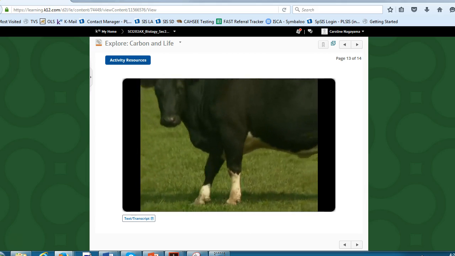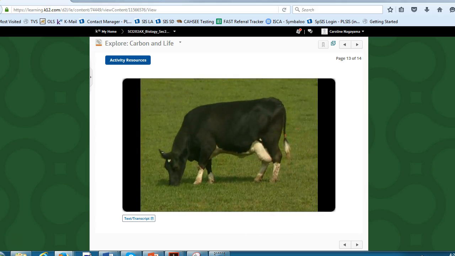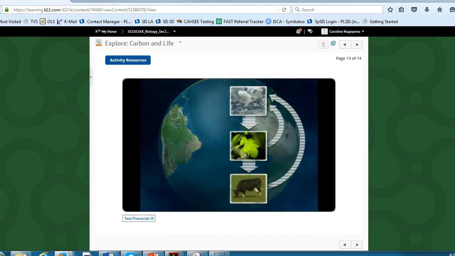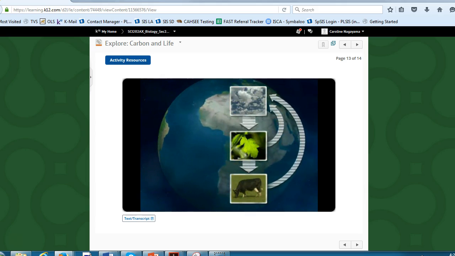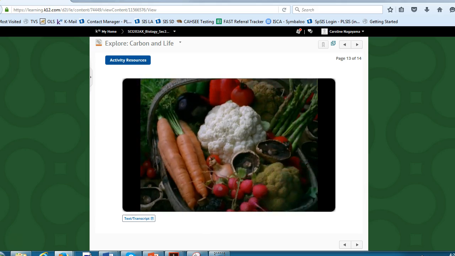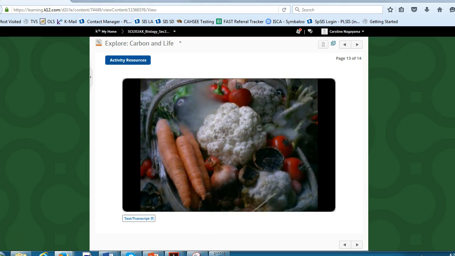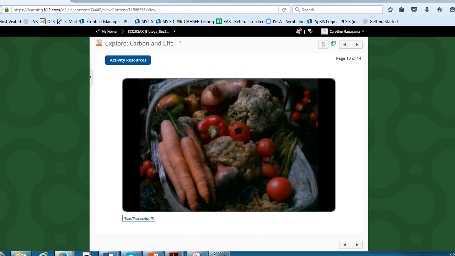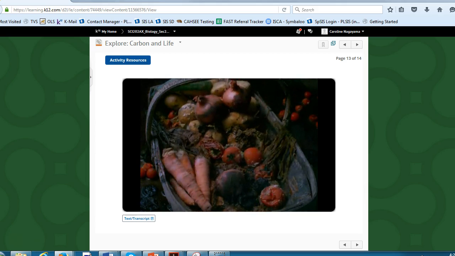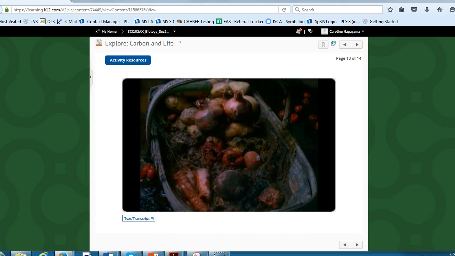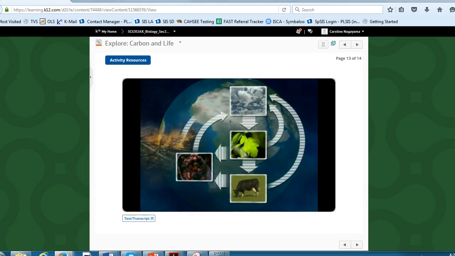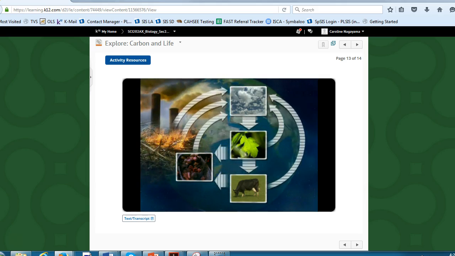When a plant is eaten, the carbon compounds are passed on to the animal. Both plants and animals respire. This process returns carbon to the atmosphere in the form of carbon dioxide. Another part of the carbon cycle involves decomposition. When living things die, they decompose. The carbon they contain is returned to the soil and the air. Forest fires and the burning of fossil fuels also return carbon to the atmosphere.